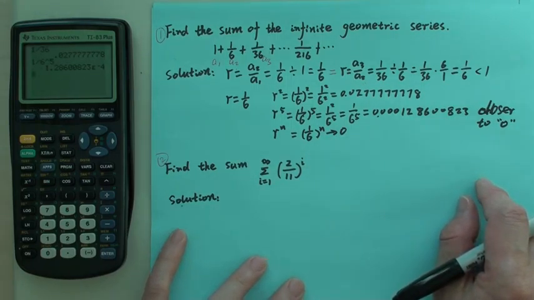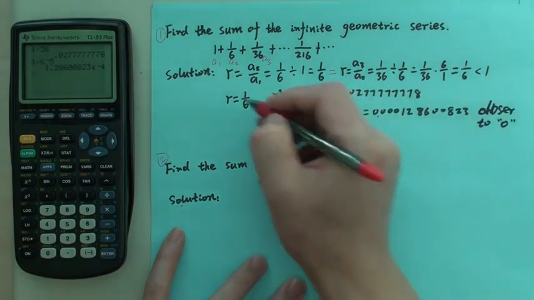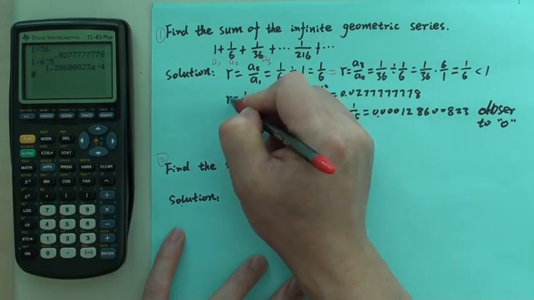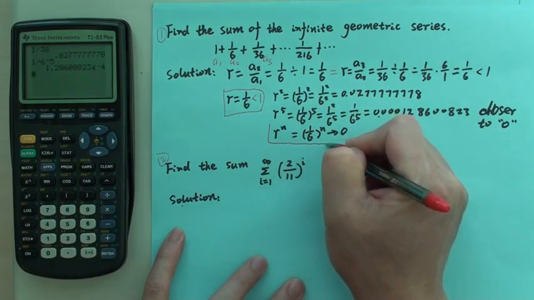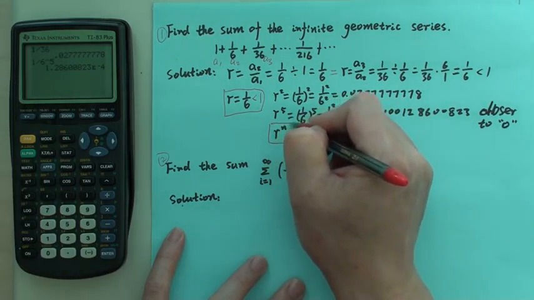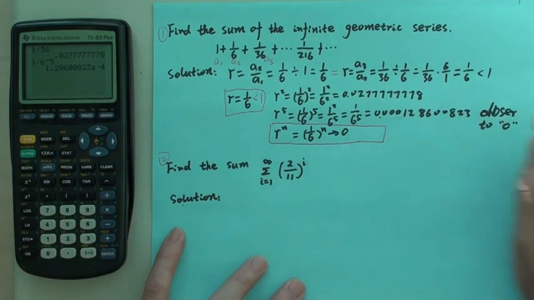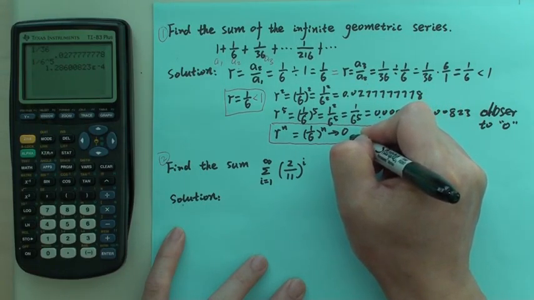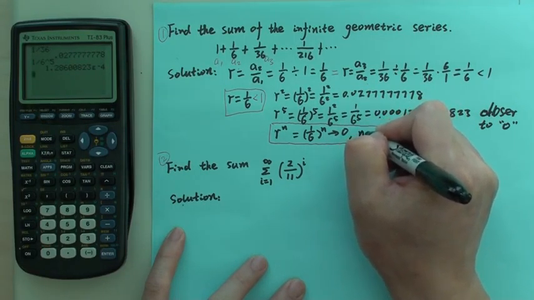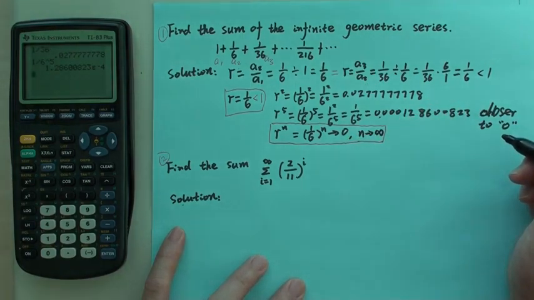Very important thing: if r is less than 1, then r to the n is close to 0 when n gets bigger, let's say goes to infinity. That's the thing you want to remember.